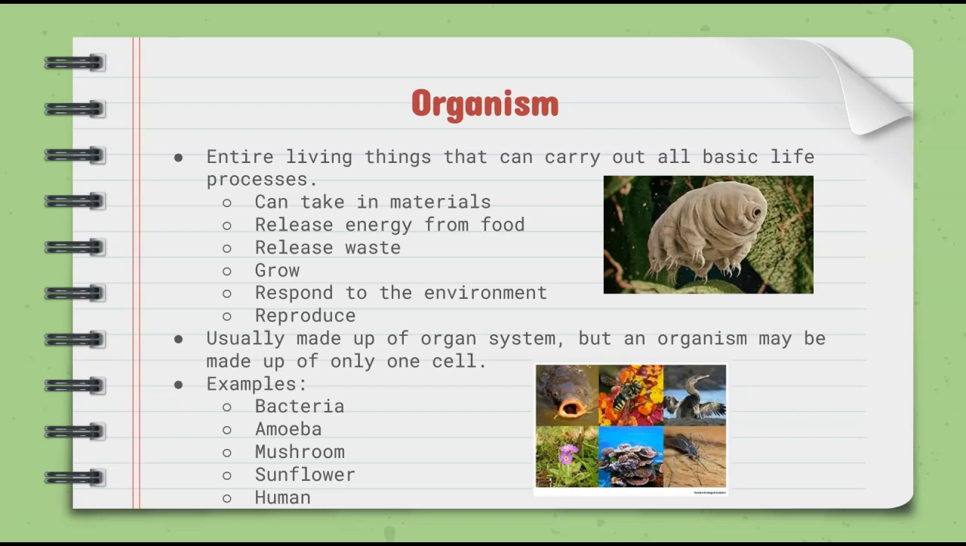When you combine a group of organ systems together, you get an organism. This is the entire living thing that carries out all basic life processes. Now, in order to be classified as life, there are multiple things that it needs to be able to do. It needs to be able to take in materials. It needs to be able to release energy from food, such as sugar from photosynthesis or sugar from eating other organisms. It needs to be able to get rid of waste. It needs to be able to grow. It also needs to be able to respond to the environment, and it needs to be able to reproduce.